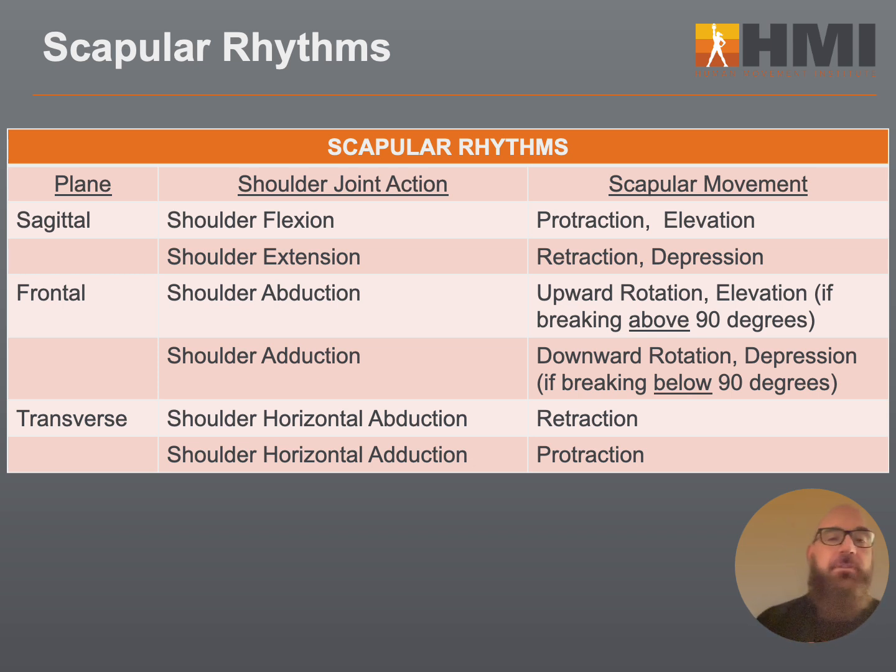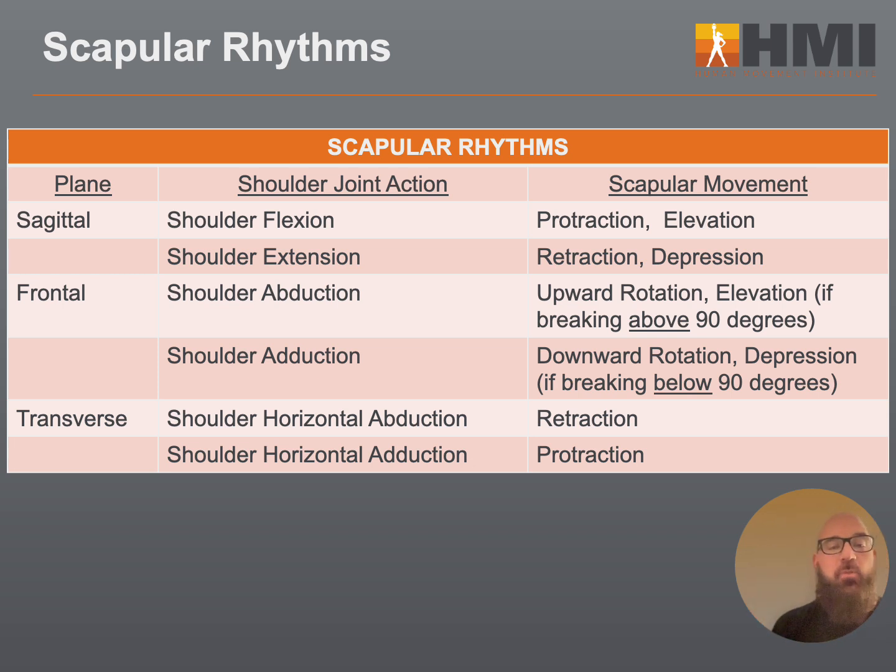The frontal plane: shoulder abduction and shoulder adduction. So here we go, abduction away from the midline. I should get upward rotation and elevation once my arm breaks 90 degrees. And then when I do shoulder adduction, I'm coming back down to the midline. I'm going to get the opposite of that: downward rotation and depression of that shoulder blade.